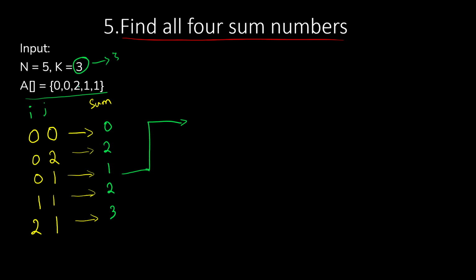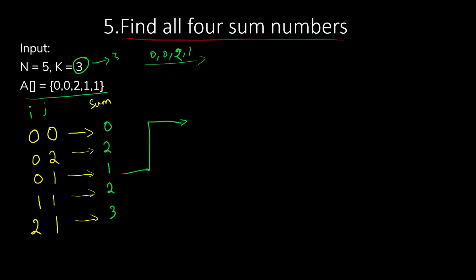So 0, 0 and 2 and 1. These four values will give us the sum that is needed for this question. 0, 0, 2, 1. I hope you have understood that we have to find four numbers such that the summation of those will get us the value of k. Now coming in terms of coding, how can we approach it?